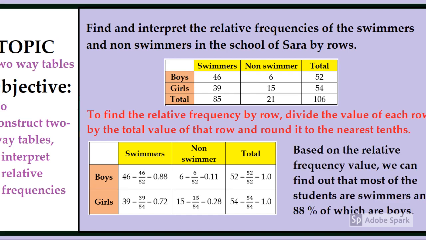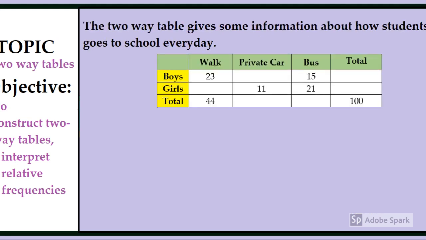And based on the relative frequency values, we can find out that most of the students are swimmers and 88% of them are boys. Let us try to fill up the two-way table, which gives some information about how students go to school every day: by walking, taking a private car, or riding a bus.